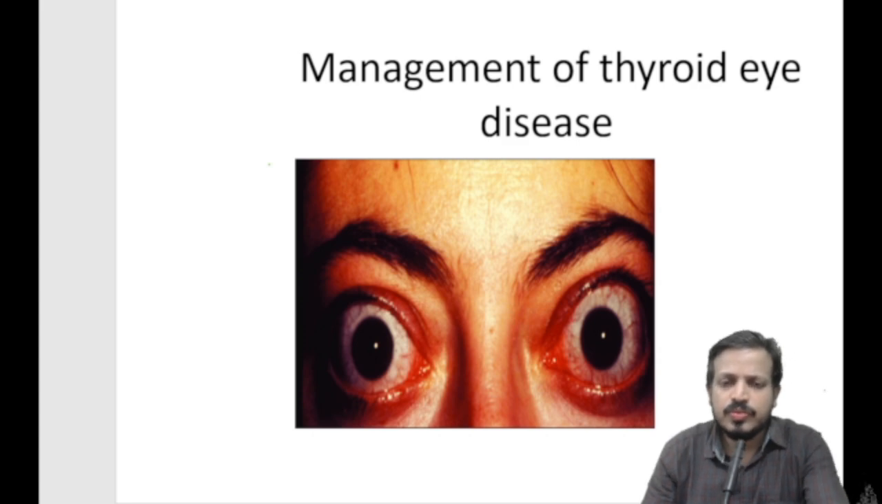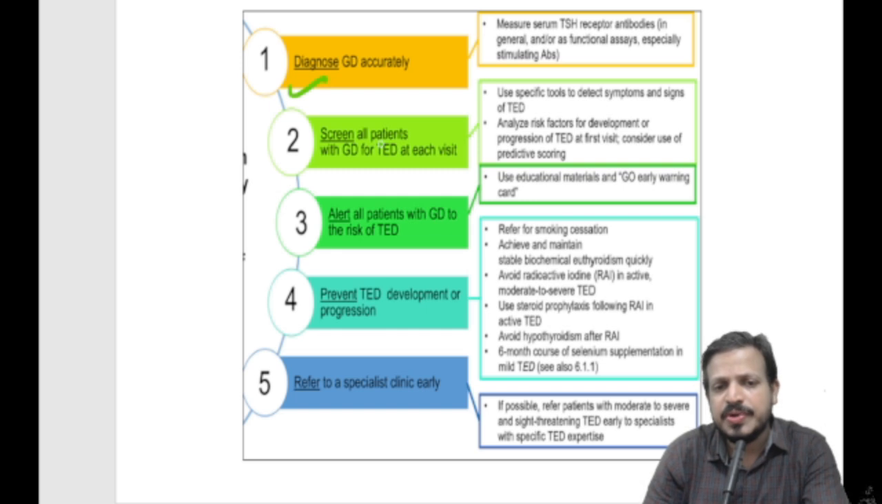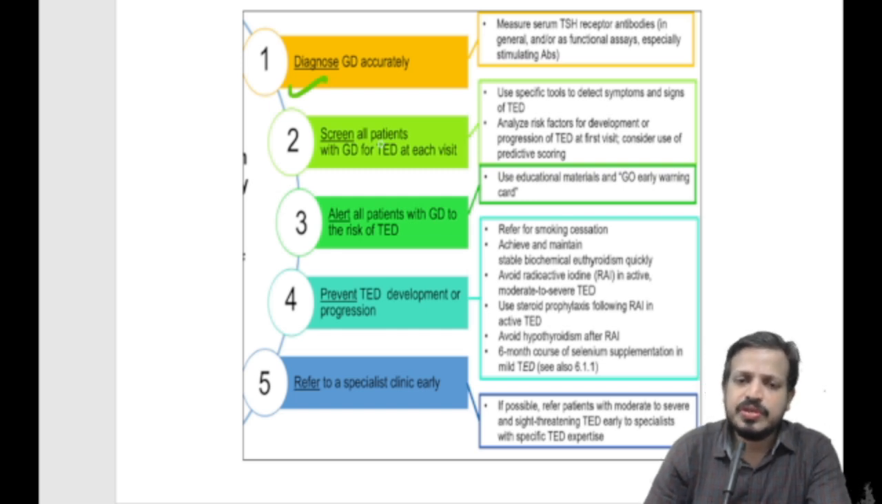So for proper management, we have to follow these 5 steps. First, we have to diagnose the Graves' disease accurately. Second, to screen all the patients who have Graves' disease for thyroid eye disease in every visit, and alert the patient regarding the risk of thyroid eye disease. And we have to prevent the thyroid eye disease development and progression, and refer to a specialist clinic as early as possible.